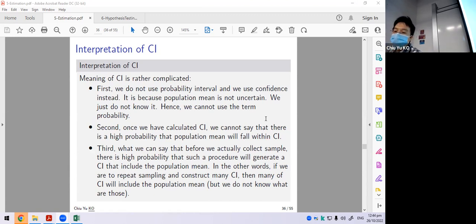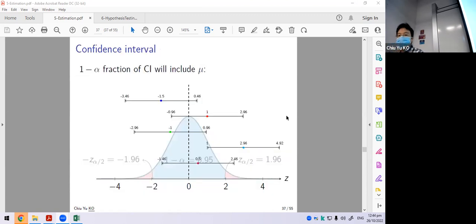Okay, we just know 95 of them will include. Okay, so that is the main idea. If you want to look at this graph, we do the sample, right? Then you will end up in maybe one of these numbers, depending on the sample you got, and we construct the interval, and 95 of those will include mu, but we don't really know which one will include.